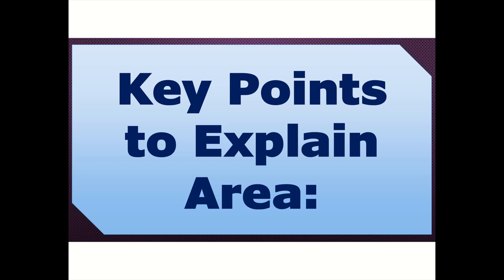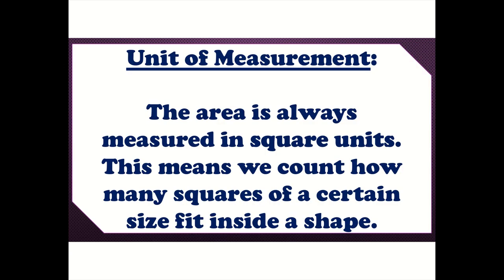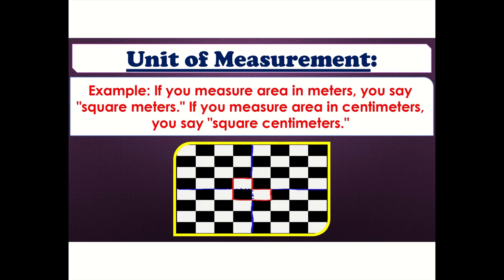Key points to explain area. Unit of measurement. The area is always measured in square units. This means we count how many squares of a certain size fit inside a shape. Example, if you measure area in meters, you say square meters. If you measure area in centimeters, you say square centimeters.